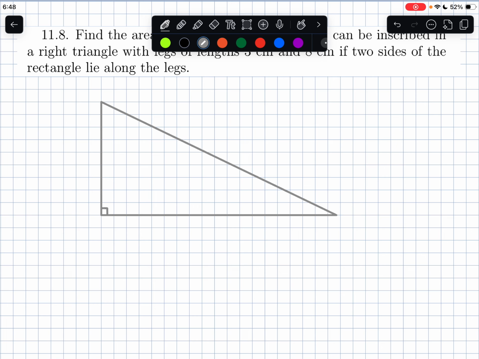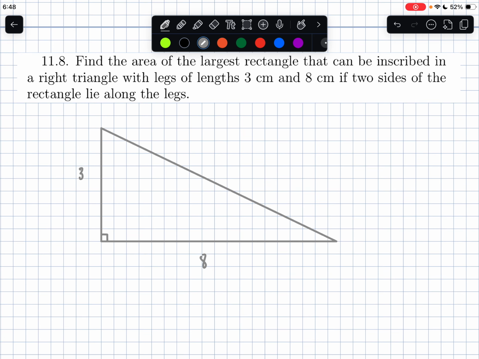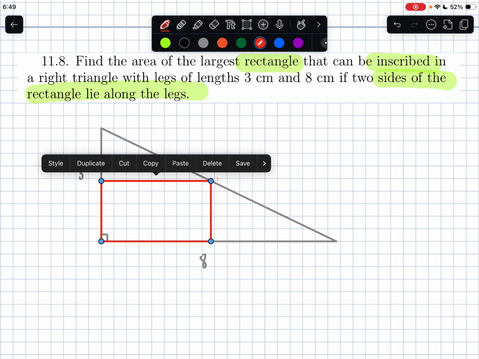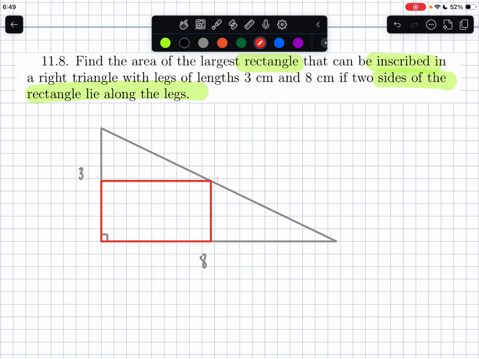Right triangle, 3 and 8. Now we have a rectangle inside that, inscribed in the right triangle. Two sides of the rectangle lie along the legs. So we could have something like that. So here's a rectangle. The two sides of the rectangle are on the sides of the right triangle. So you imagine this point might be here, or maybe here.